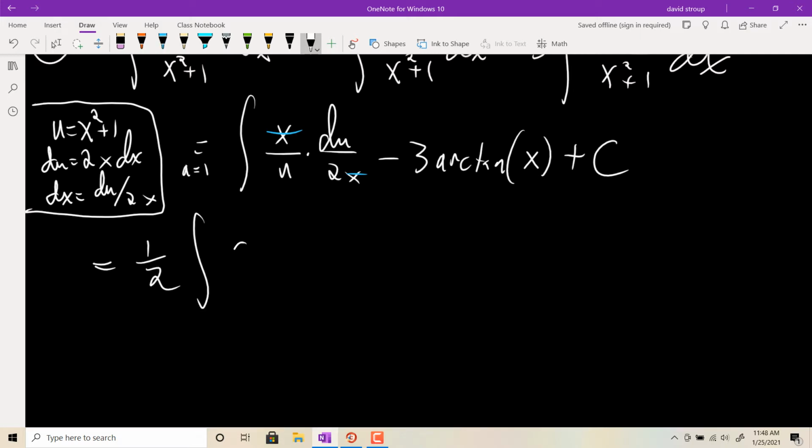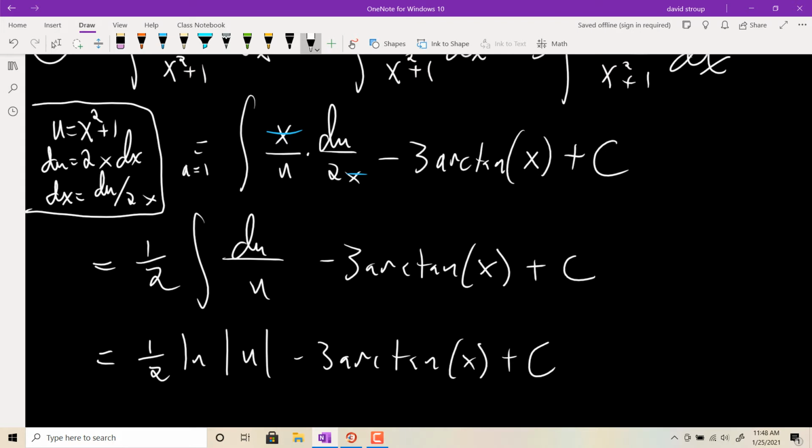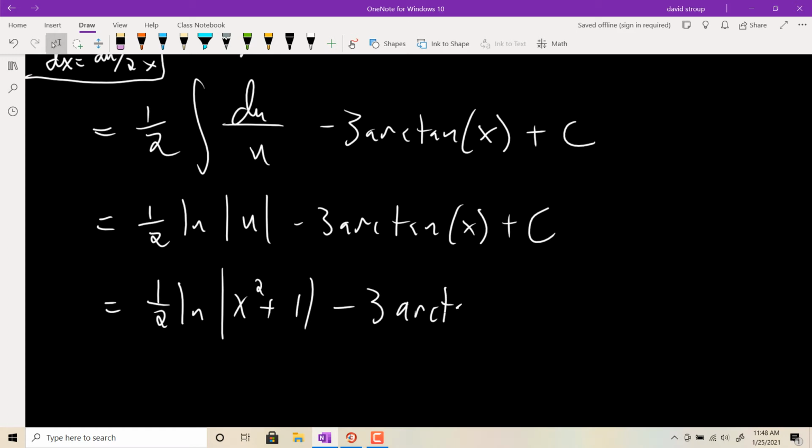So we have the integral of du over u minus 3 arctan of x plus c. And we end up with 1/2 ln absolute value u minus 3 arctan of x plus c, and then back sub, and you're done. Okay, so you get 1/2 ln absolute value x squared plus 1, you don't really need the absolute value there, minus 3 arctan of x plus c.